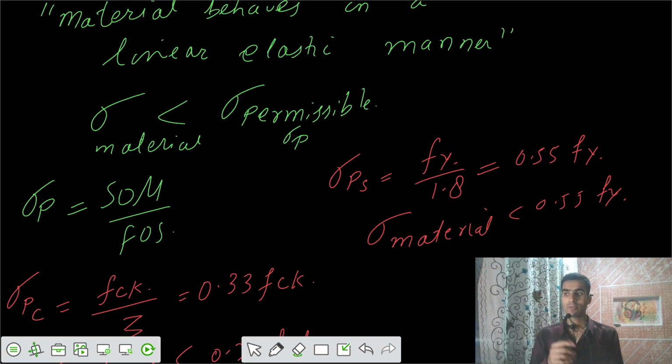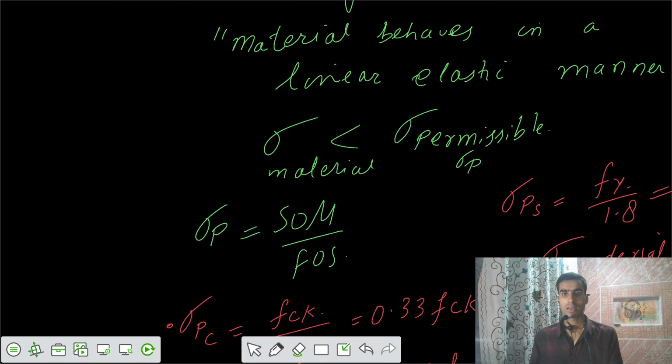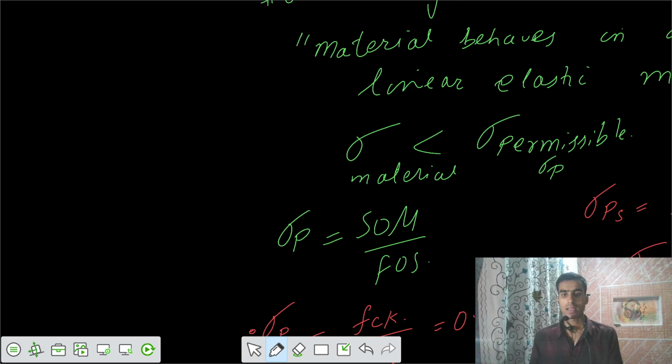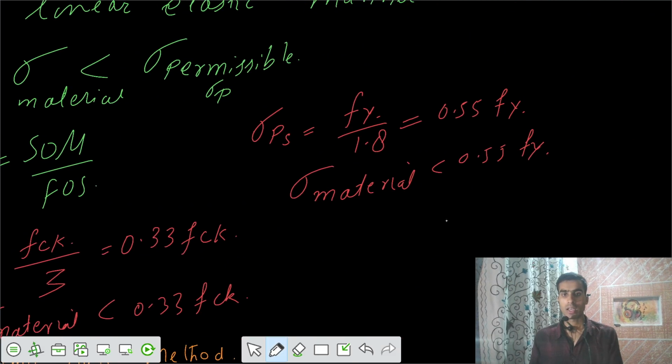So it applies a factor of safety on the strength of material itself. It does not apply a factor for loads. It does not talk about the loads, it talks about the material. It says I want my material to be under less stress condition. I don't want it to go beyond the strength of material. So that's your WSM.